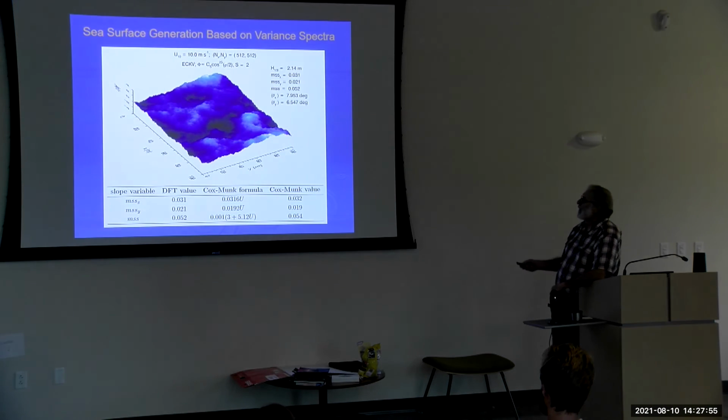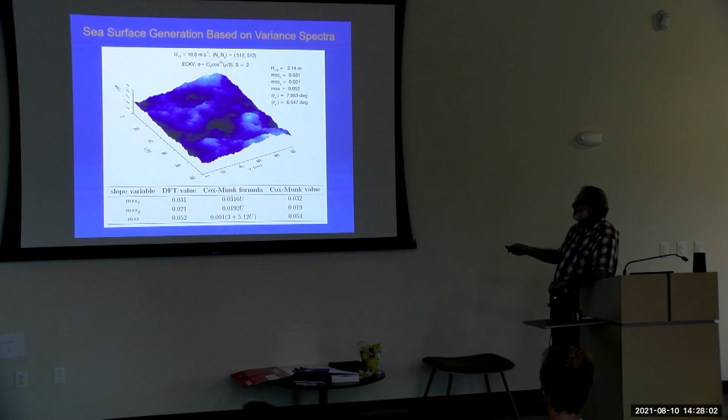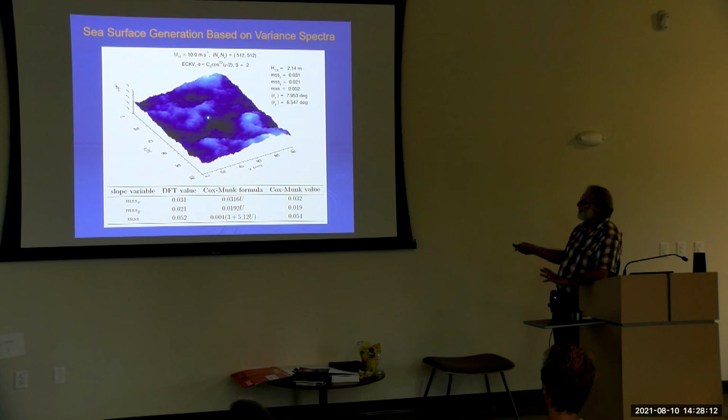Okay, so here's a real or generated sea surface. This is a patch of water 100 meters by 100 meters, and then plus or minus 4 meters here just to make it look a little better. So this was generated using all the fancy math and everything. And this sea surface exactly reproduces the Cox-Monk surface statistics.